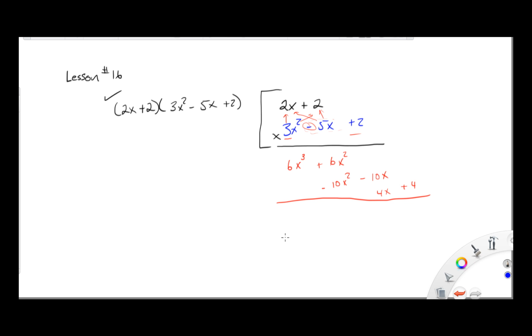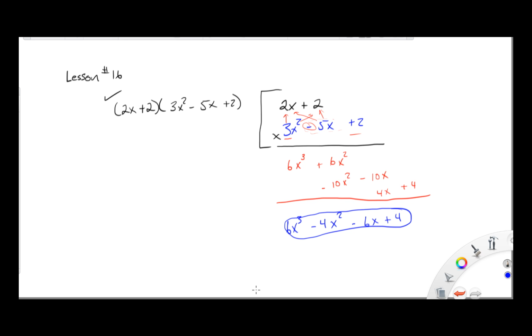Okay, so there is nothing to add with 6x cubed, so that stands. We have a positive 6x squared and a negative 10x squared, so that's going to be a negative 4x squared. This negative 10x and a positive 4x means we're going to have a negative 6x plus 4. So this is our completed answer.